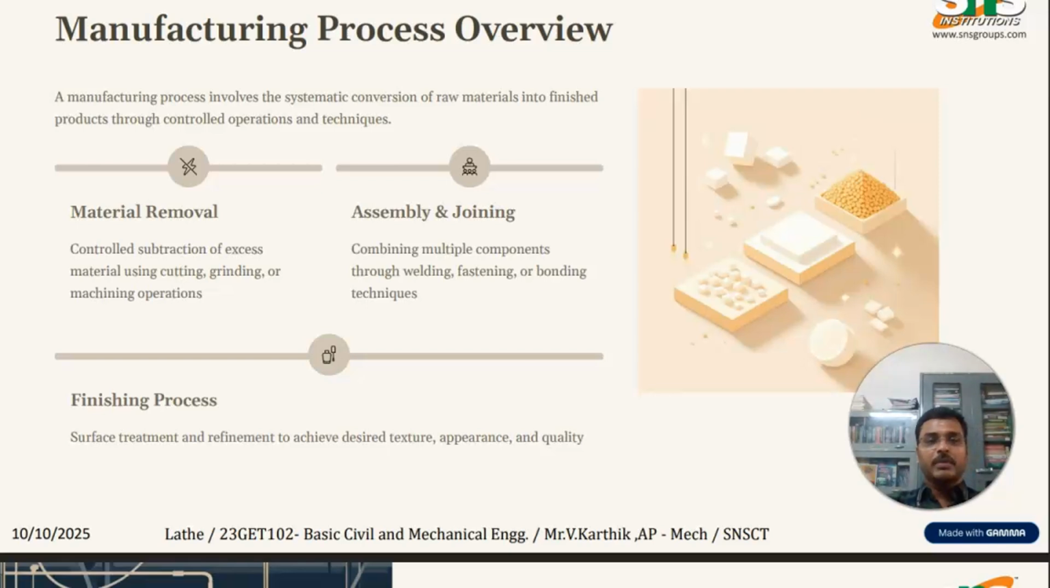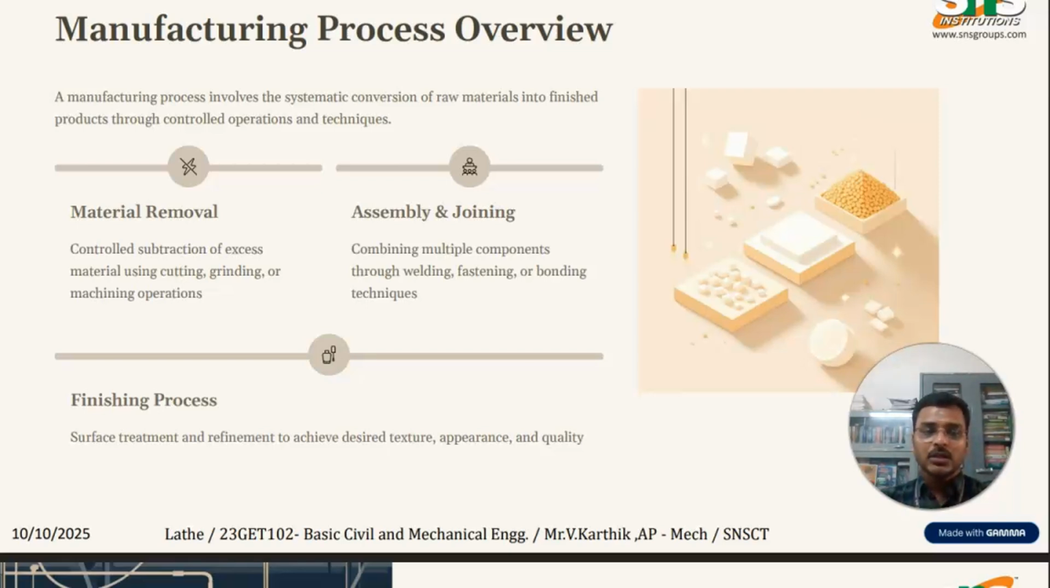Here, in the manufacturing process, from raw material in the inventory to the product, some operations have to be carried out. Then the material removal and assembly and joining. Material removal is one of the processes where the MS material or the steel sheet or whatever it may be, we use the material removing operations, and also we do small component joining or assembly to make a full finished product. Here the material removal is the controlled subtraction of excess material using the cutting, grinding, or machining operations.